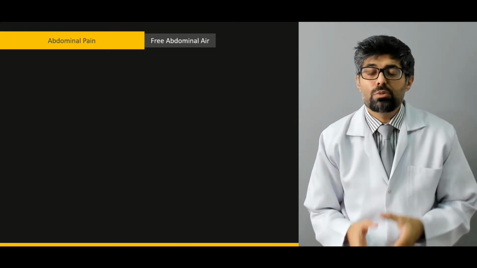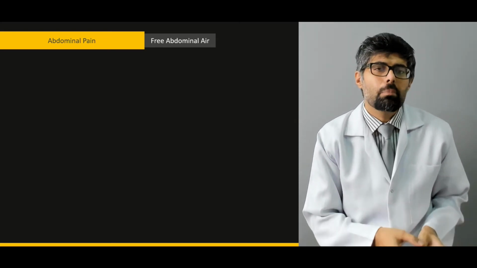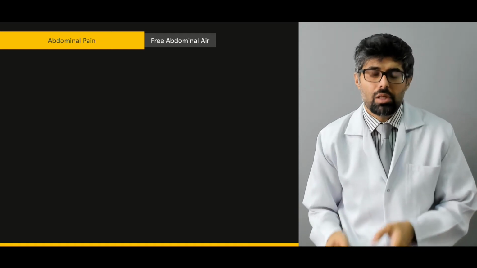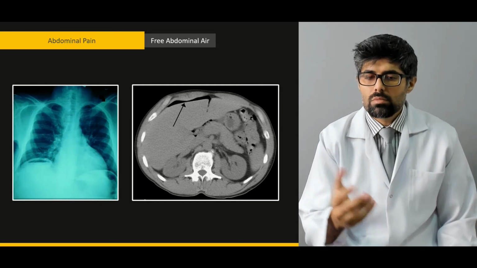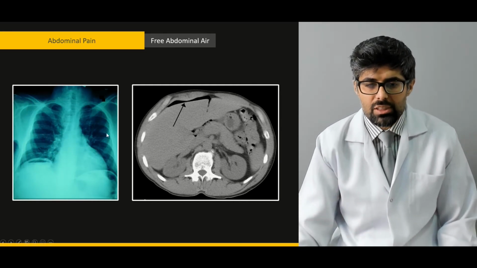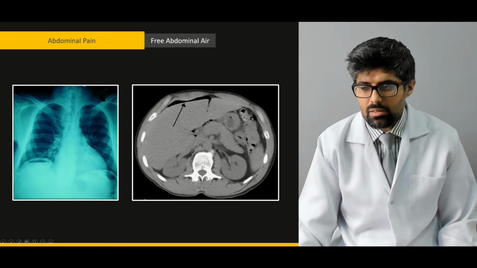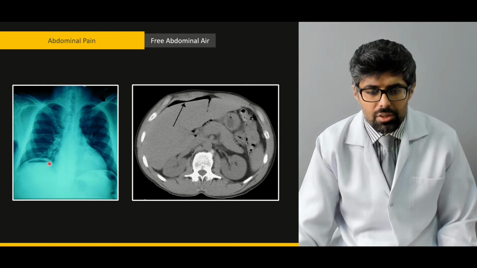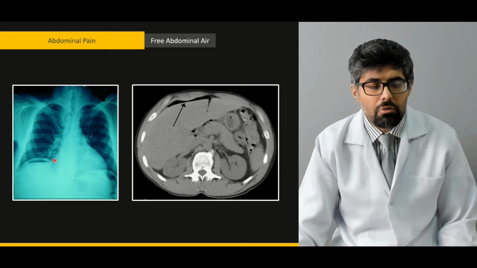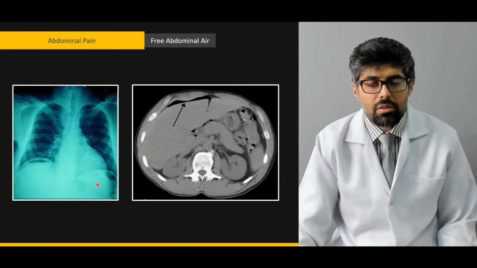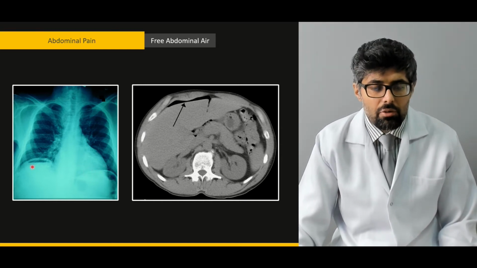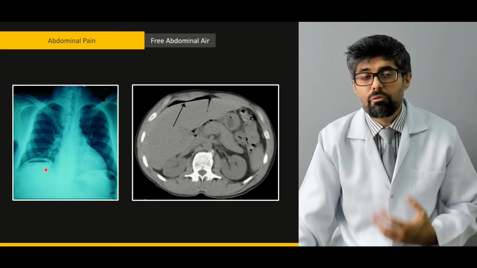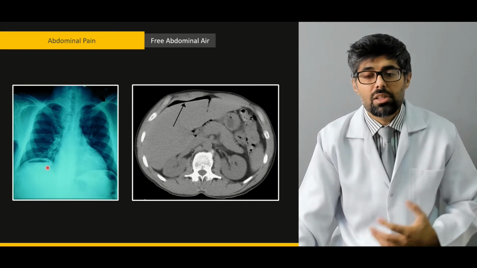Now, apart from pneumonia, another reason that we perform chest x-ray in abdominal pain is because of free abdominal air. One example would be here. This chest x-ray has air under the diaphragm, but on the right side. The normal air under the diaphragm is usually on the left side, but if it's on the right side, that indicates that some free air is present inside the abdomen.